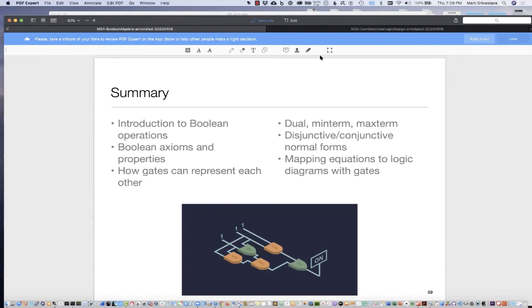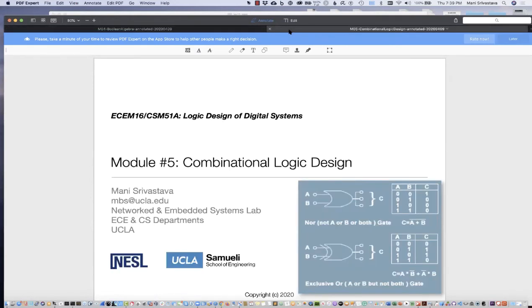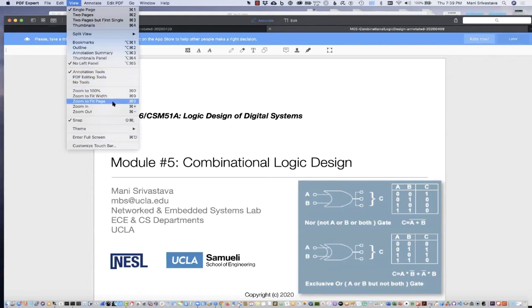So that brings us to module 5. How to do things efficiently. How to do good design. That's what we are going to focus on now.